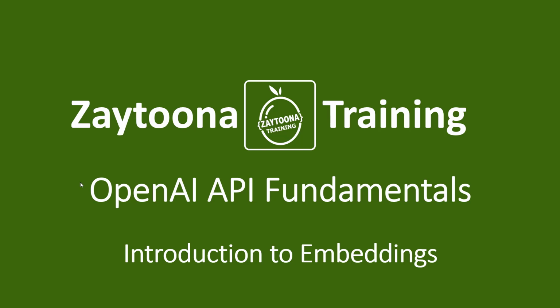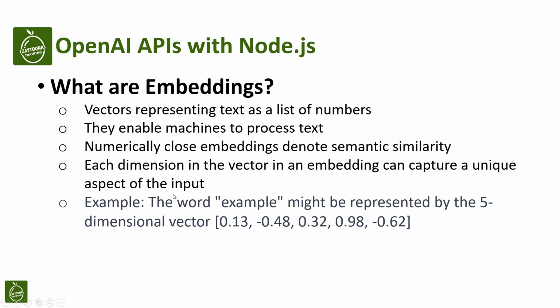Welcome to this lesson. This lesson is about embeddings, which is a very important concept in machine learning. So embeddings are vectors, each a list of numbers that represent text. This numerical transformation is a bridge between the human world of language and the machine world of numbers. In machine learning, dealing with raw text data can be challenging. Machines prefer numbers, which is where embeddings come in, converting text into a format that a machine can easily understand and process.